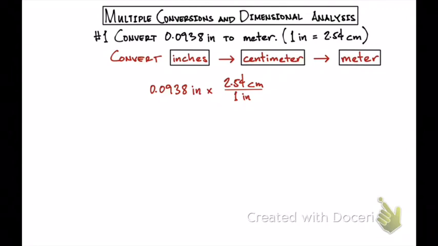So write down what's given, 0.0938 inch times its conversion factor. So again, you want inch at the bottom, and the unit that you want up here, because again, we're converting it to centimeters first. So we're going to convert to centimeters, and then you're going to multiply this by another conversion factor. But for now, you can see how the unit inch cancels out. And so this part right here converts inches to centimeters.